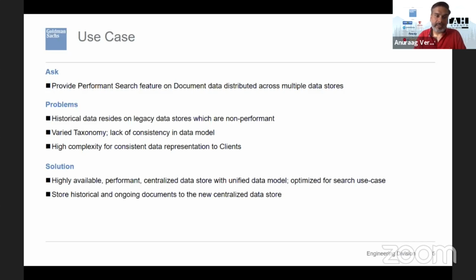So the solution for us was pretty straightforward. What we needed was a centralized data store, which enforced a unified data model. It needed to be performant and it needed to be highly available. We wanted the data store to be optimized for the search use case because that's a problem that we were trying to solve. We were okay to pay a penalty if it takes us longer to write these documents into the data store.